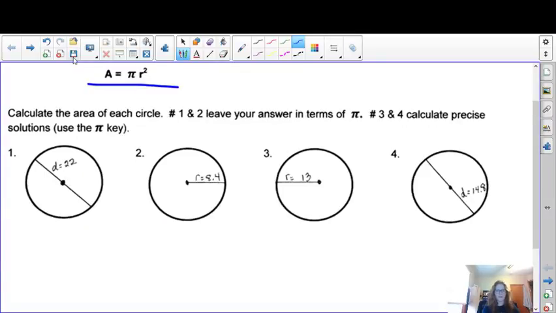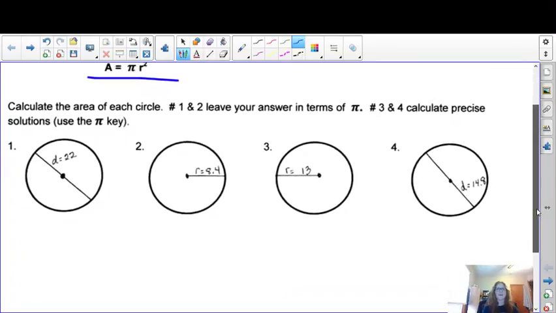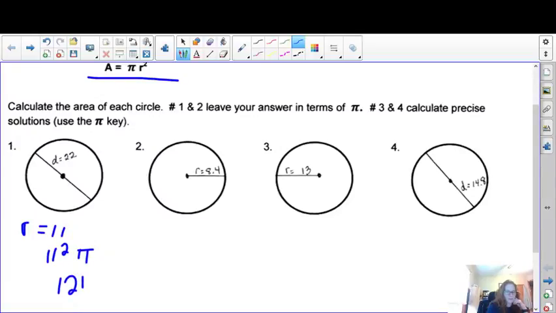And we're going to ignore these directions. We're going to leave everything in terms of pi. So when it gives me the diameter, I'm going to have to cut that in half to get the radius. So in number 1, my radius is 11. So I have 11 squared times pi, and 11 squared is 121. So my answer is 121 pi.